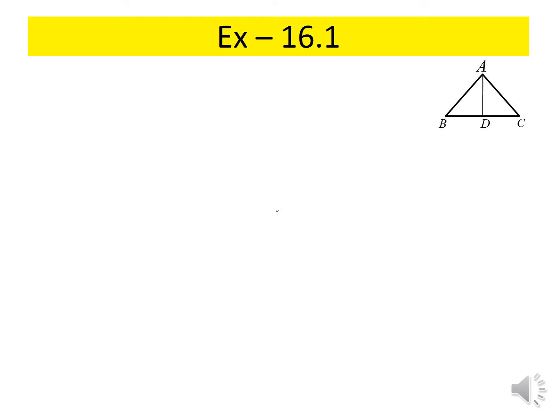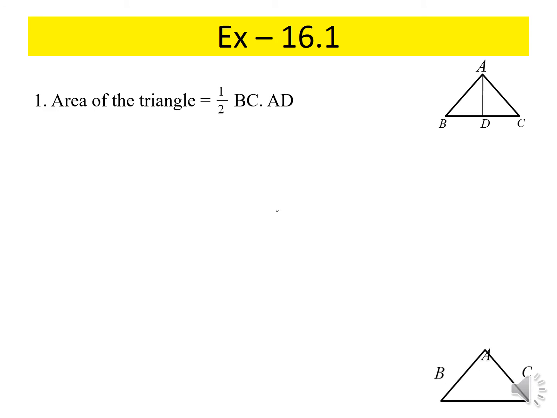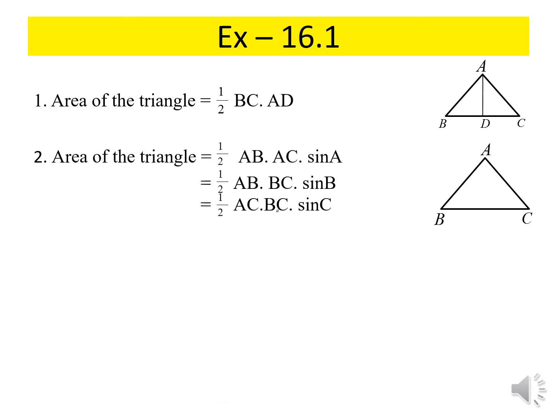For example, if ABC is a triangle and its base and height are given, then the area of this triangle will be half into base into height, that is half into BC into AD. Again, if the lengths of any two sides of a triangle and their included angle are given, in that case also we can find the area of the triangle. For example, if in this triangle AB and AC are given and angle A is given, its area will be half into AB into AC into sine angle A.